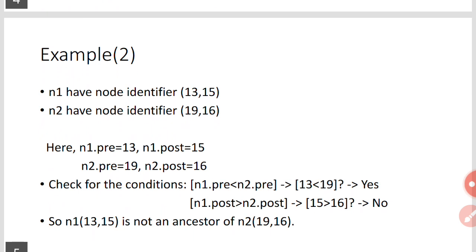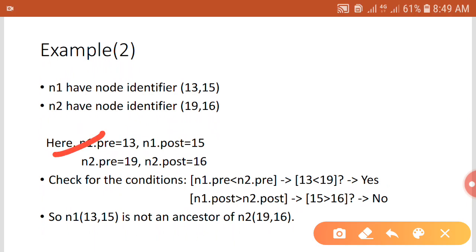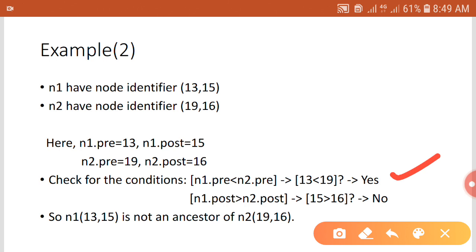Now consider the second example. Node n1 has node identifier 13,15 and n2 has node identifier 19,16. Here n1.pre is 13, n1.post is 15, n2.pre is 19, and n2.post is 16. Now check for the conditions. n1.pre less than n2.pre: n1.pre is 13 and n2.pre is 19. 13 is less than 19. Yes, the first condition is satisfied.